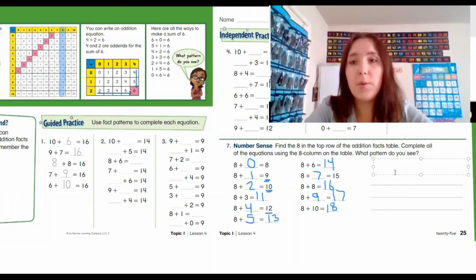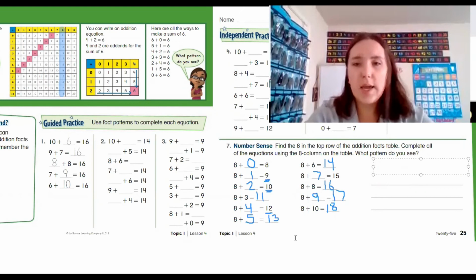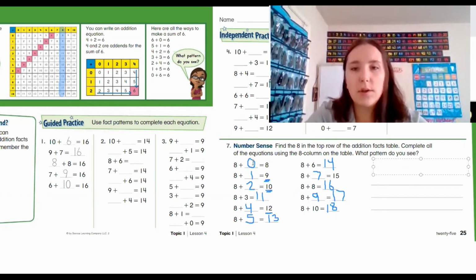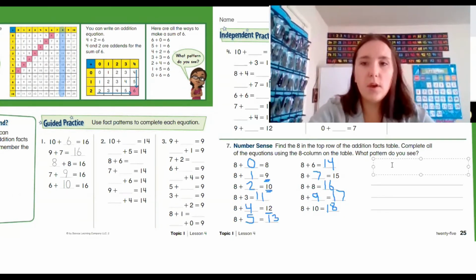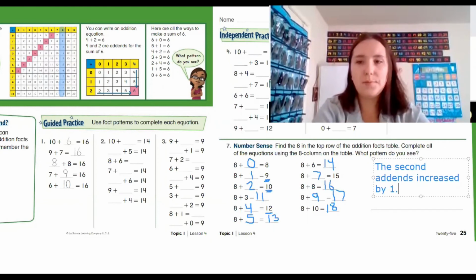Okay, remember over here we need to write what pattern do we see. So the first addends are all the same, but if you look at the second addends, listen to this. They go 0, 1, 2, 3, 4, 5, 6, 7, 8, 9, 10. The second addends increased by 1.